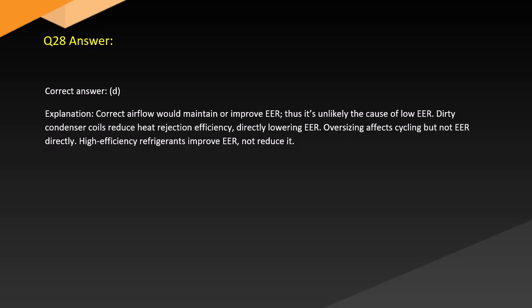Answer. Correct answer. D. Explanation. Correct airflow would maintain or improve it, thus it's unlikely the cause of low output. Dirty condenser coils reduce heat rejection efficiency, directly lowering it. Oversizing affects cycling but not it directly. High-efficiency refrigerants improve it, not reduce it.